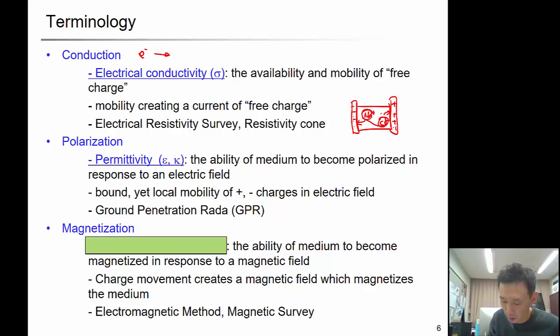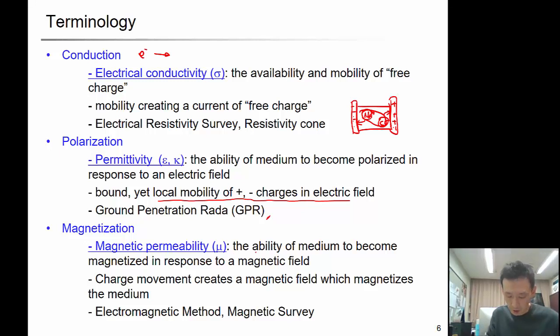But if the sodium and chloride ions are bound, and not free to move, then the local mobility of the plus and minus charges in the electric field creates locally concentrated ions, or a local polarity, and that ability is described by the permittivity. And GPR uses that concept.